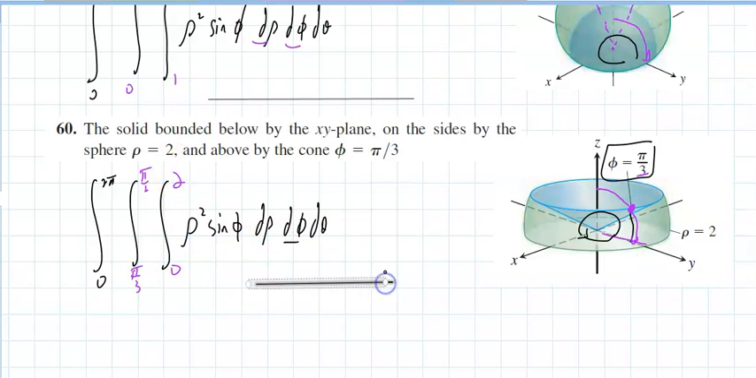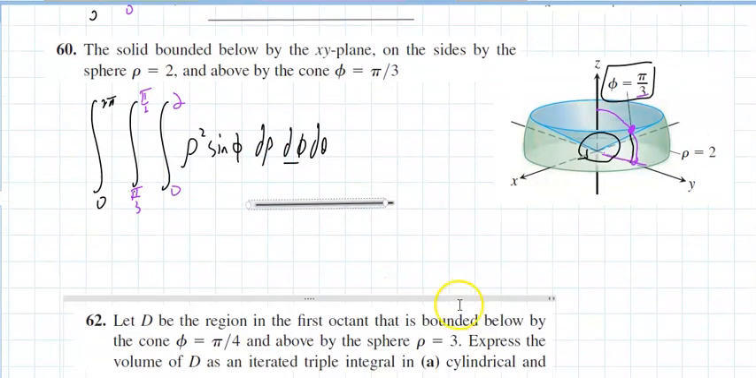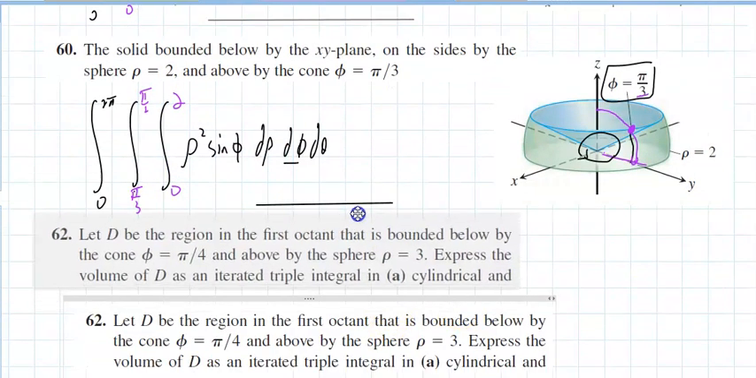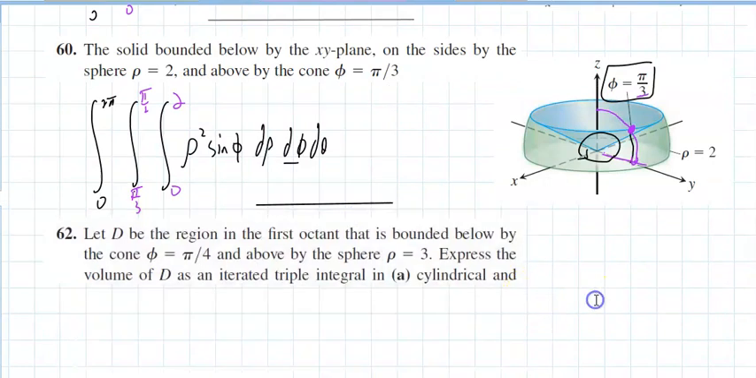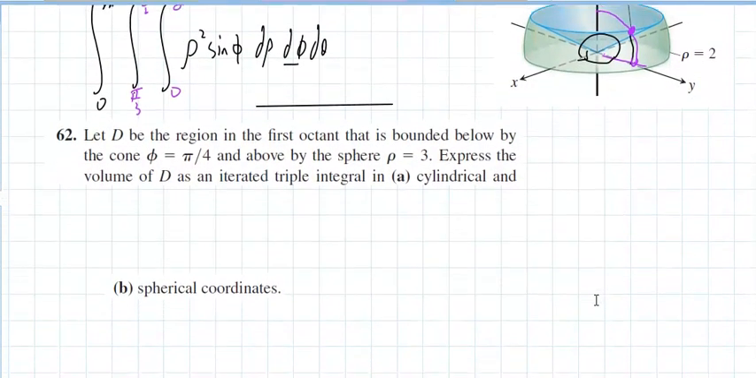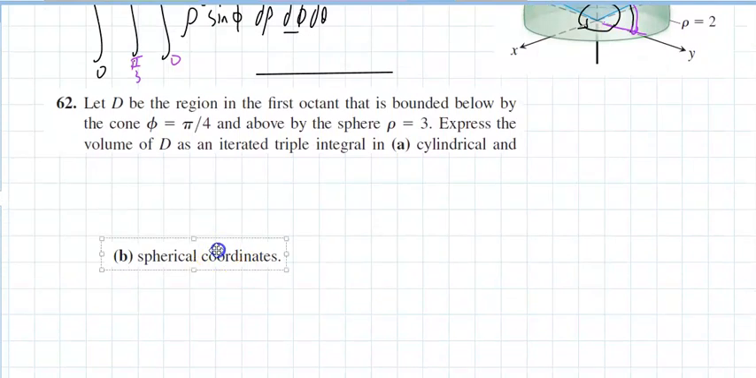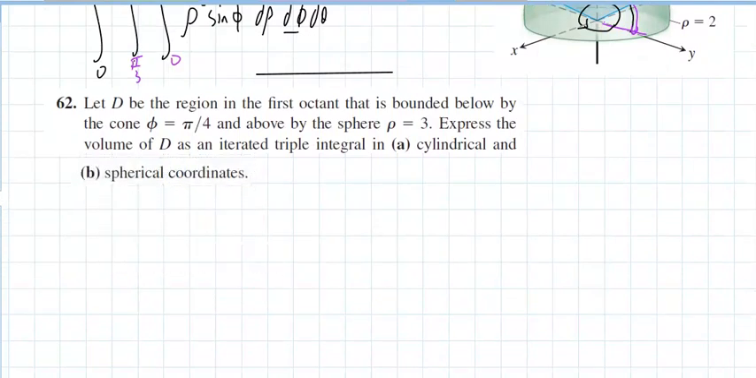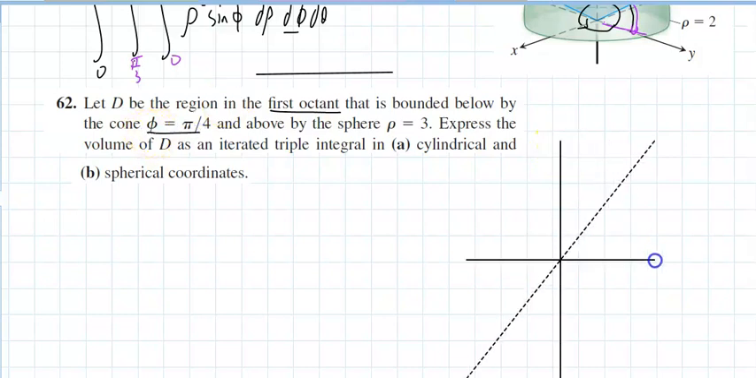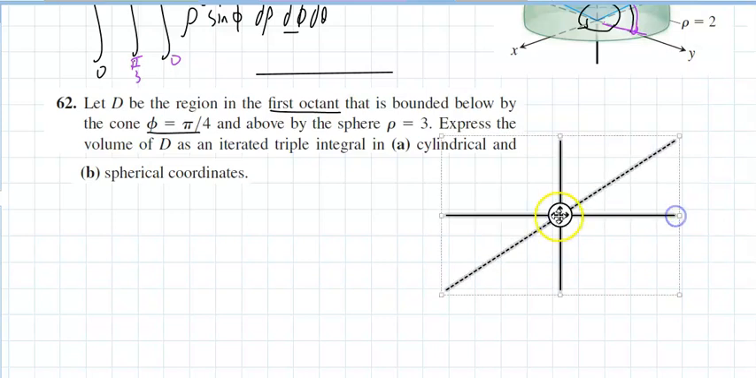Again, the goal here is for you to get comfortable with all of these different shapes, because when the time comes you have to make this call. And here's a problem that you should spend enough time on. Let D be the region in the first octant. That's very important. Bounded below by the cone.